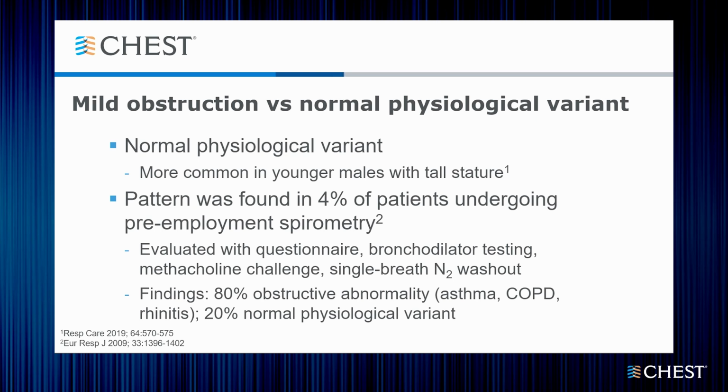So the normal physiologic variant is more common in younger males with tall stature, and the pattern was found in 4% of patients undergoing pre-employment spirometry in one study. They were evaluated with questionnaire, bronchodilator testing, methacholine, and single breath nitrogen washout, and about 80% had an obstructive abnormality and 20% were thought to have a normal physiologic variant.